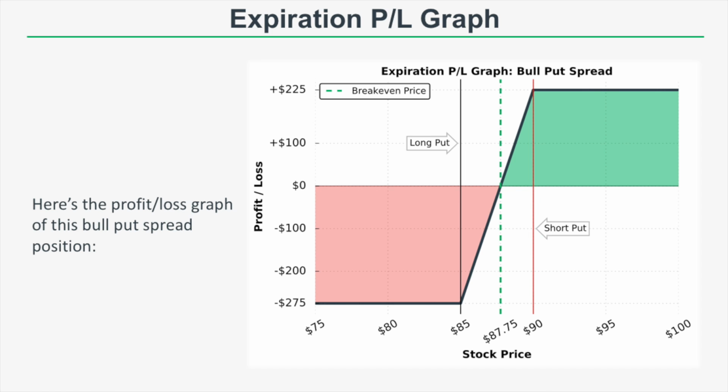Now, in regards to losses, we know that the maximum loss potential on a short put spread is the width of the put strikes less the credit received times 100.